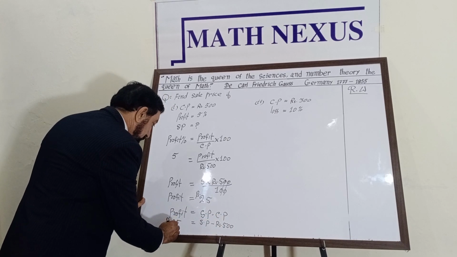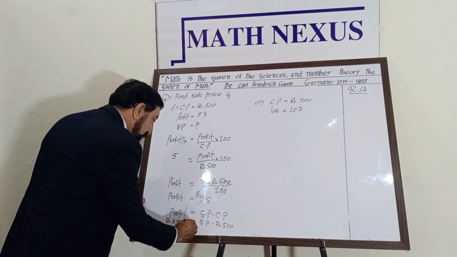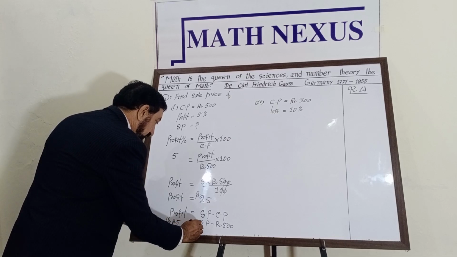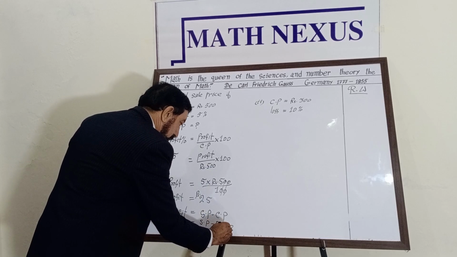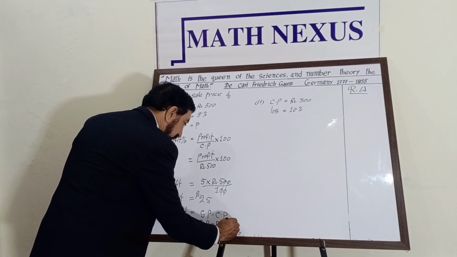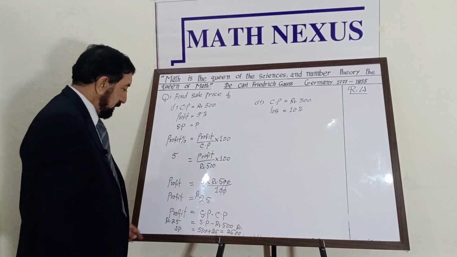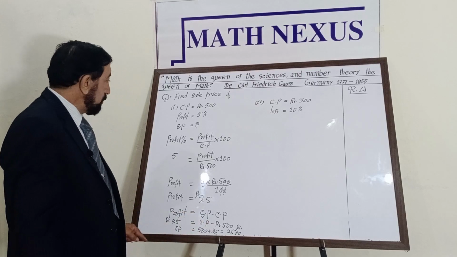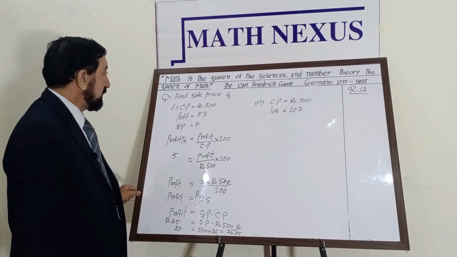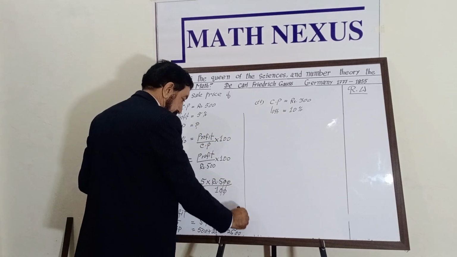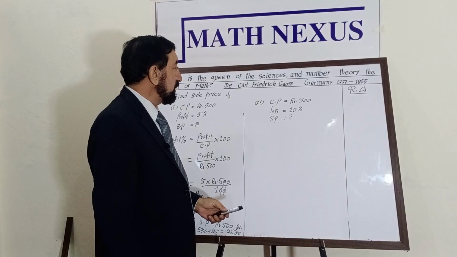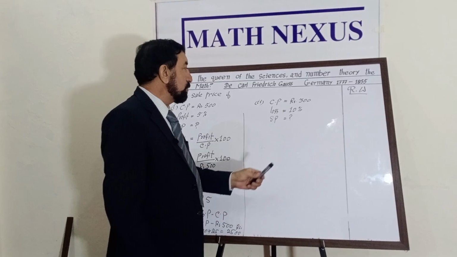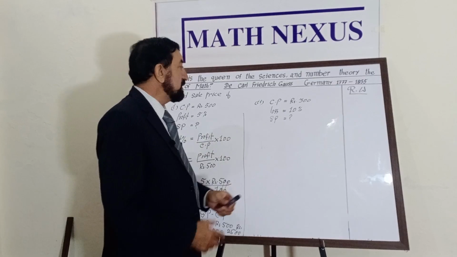Sale price is equal to 500 plus 25, which is equal to 525. Sale price is equal to 525. Now look at the second portion. Cost price is equal to 300, loss is equal to 10%, and sale price is unknown.